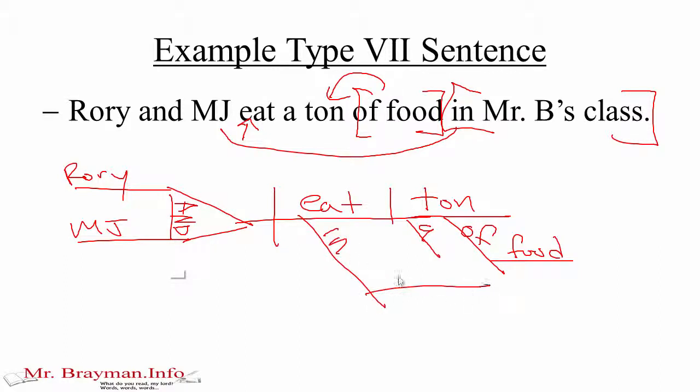In class, Mr. B's class. Right? So this prepositional phrase modifies the verb. This one modifies the direct object. So that's why this one goes under the predicate and this one goes under the direct object.